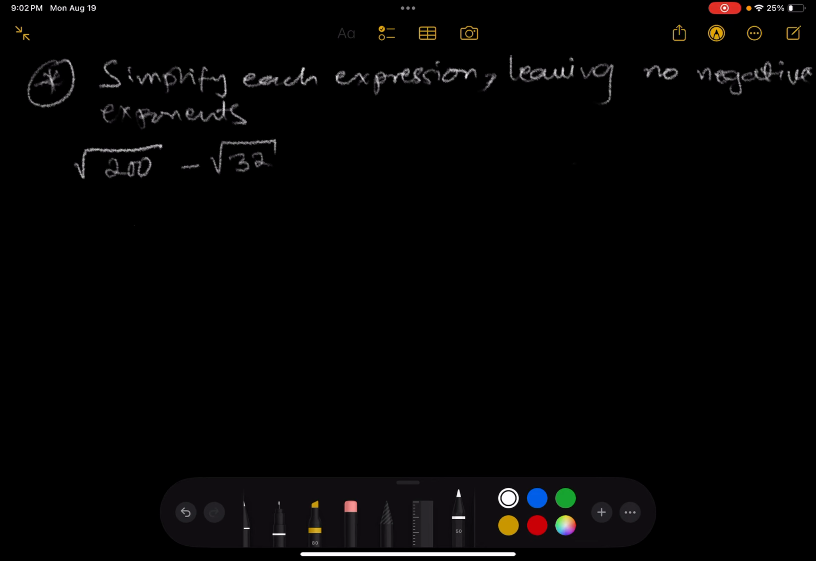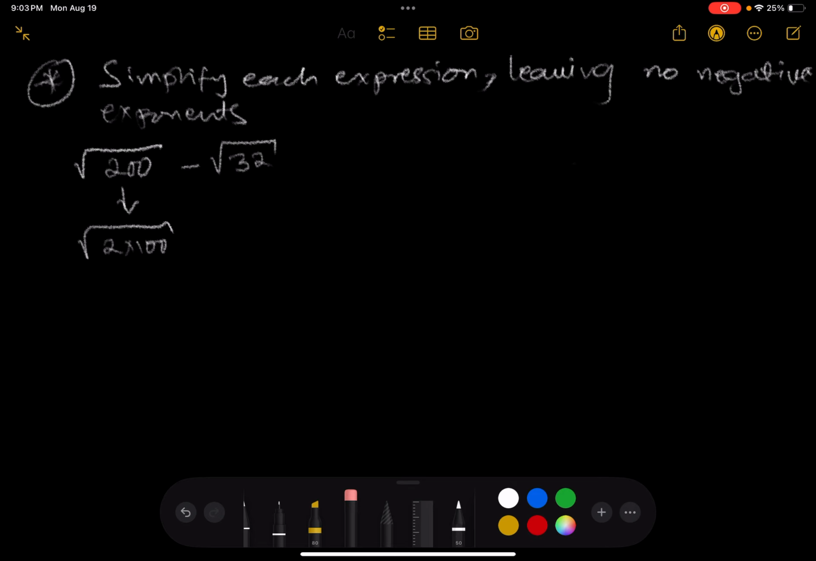Those are perfect squares. So in this particular case, we will take a look at the first expression, which is the square root of 200, and say, which numbers can I multiply to get 200 but have perfect squares? In this case, I would say 2 times 100, for instance. I know that 100 is a perfect square.